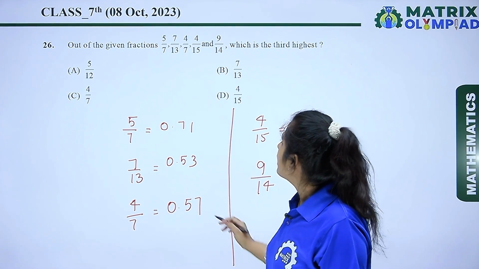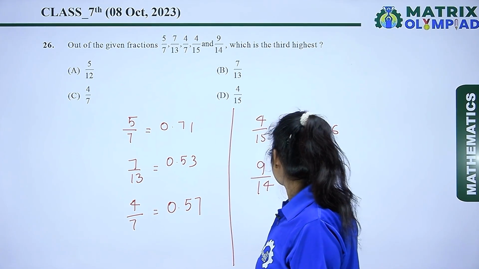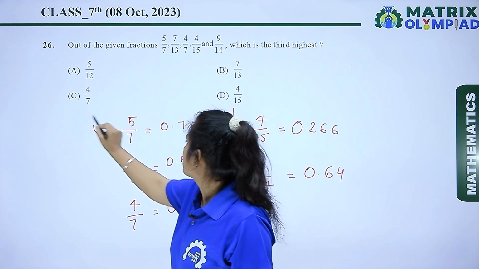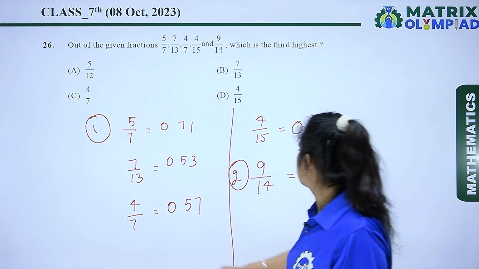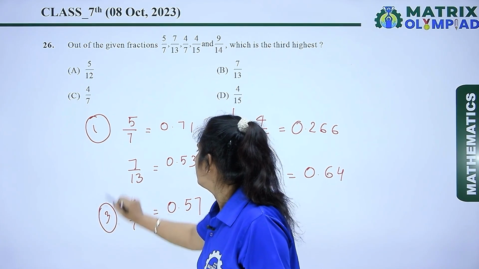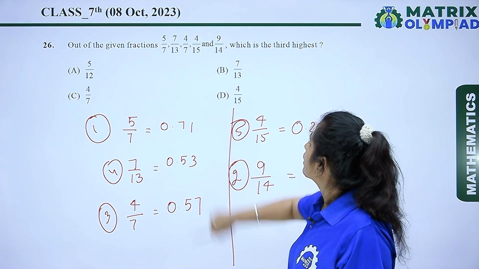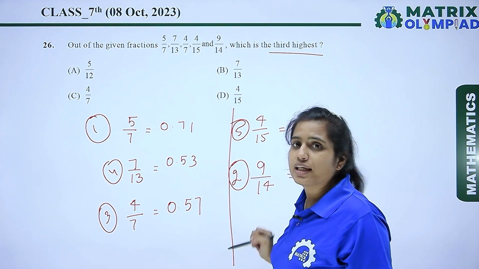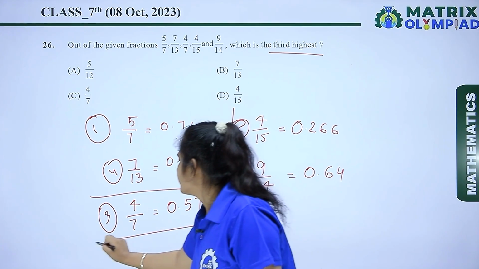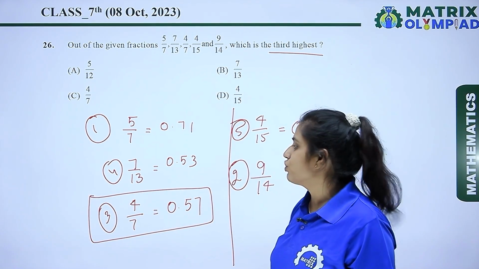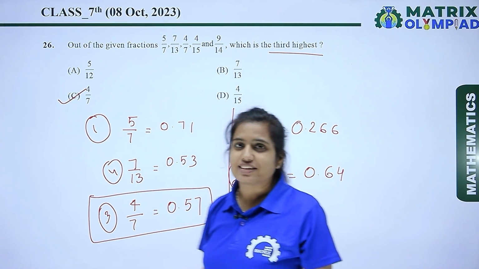Now let's arrange them in descending order. Here the first one is 1, 2, 3, 4 and this is the fifth one. Now we have to find out the third highest. So according to the observation, we will get this is the third highest fraction. So here option C is the correct answer.